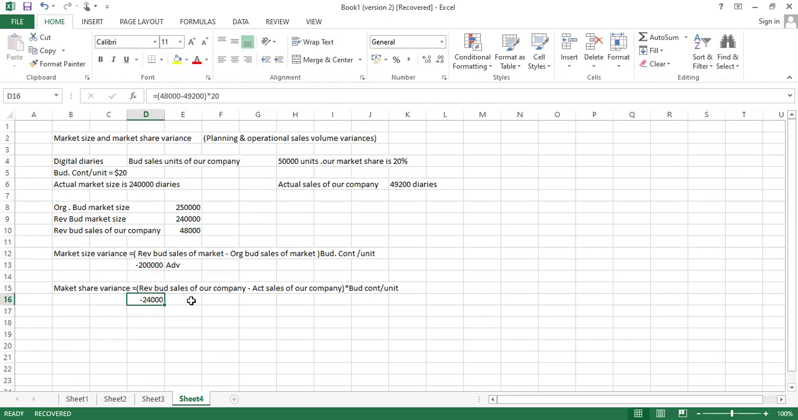So this time minus does not mean adverse. This time minus means favorable. We are actually selling more units than the revised budgeted sales, so it is favorable. But here the total market is selling a lower amount of units in comparison with the original budget. That's why it was adverse. So this is called what? This is called market size and market share variances. Anyone, any question?